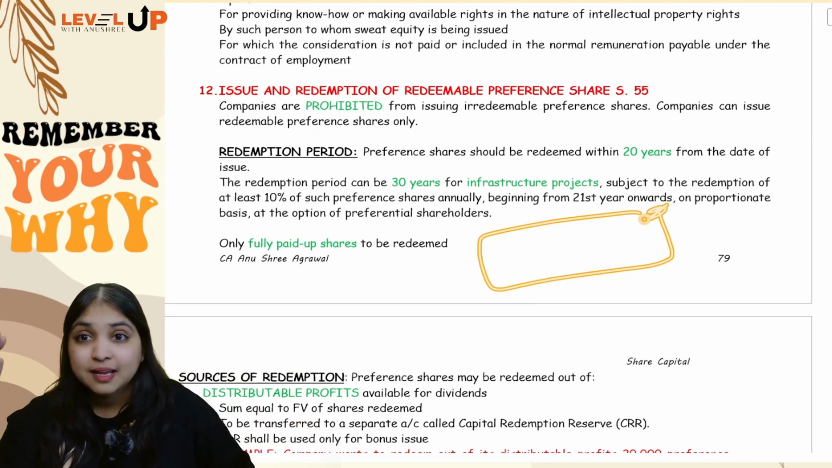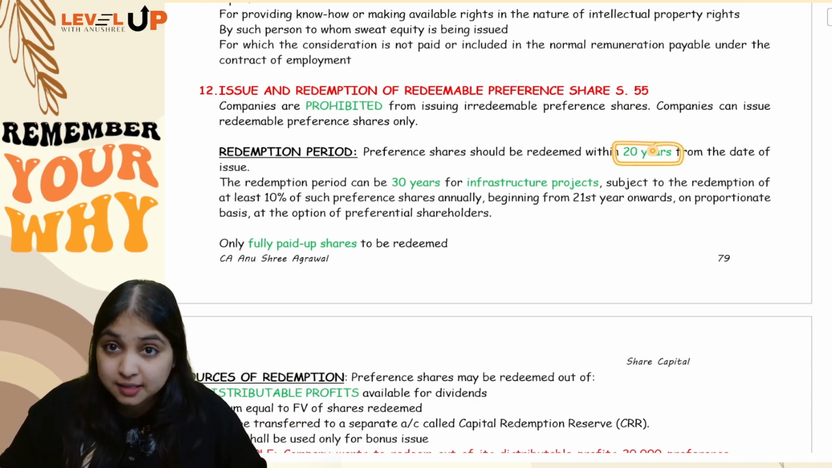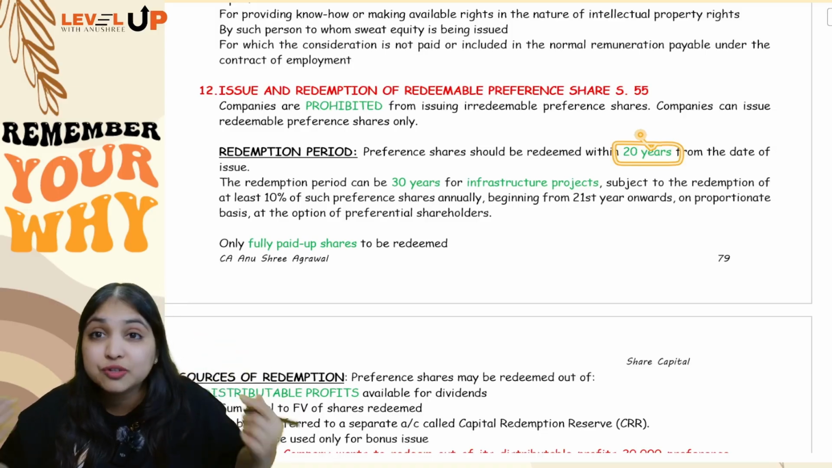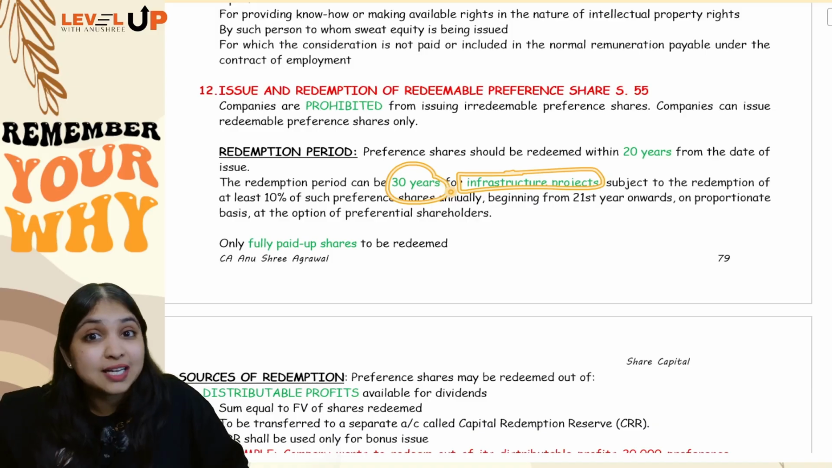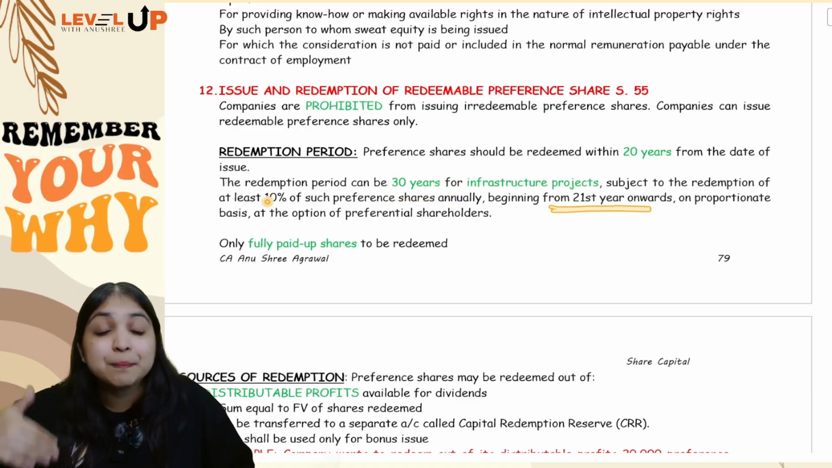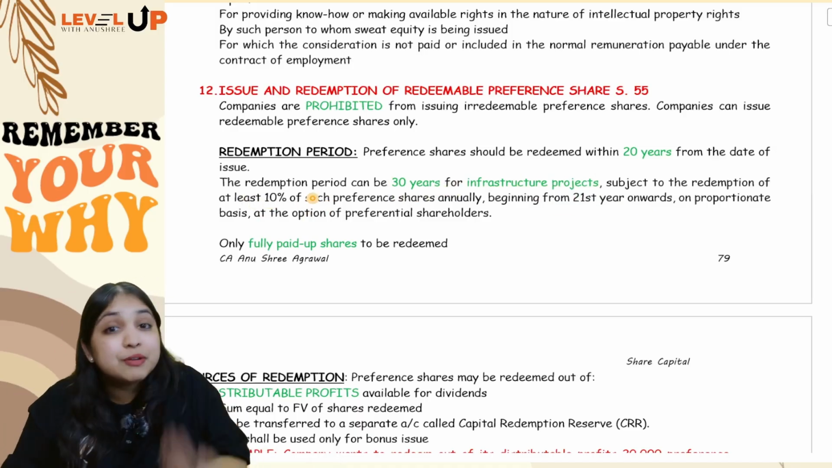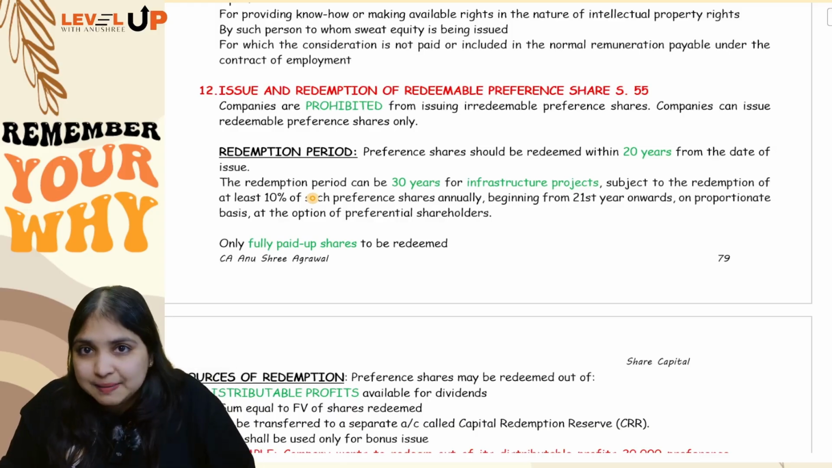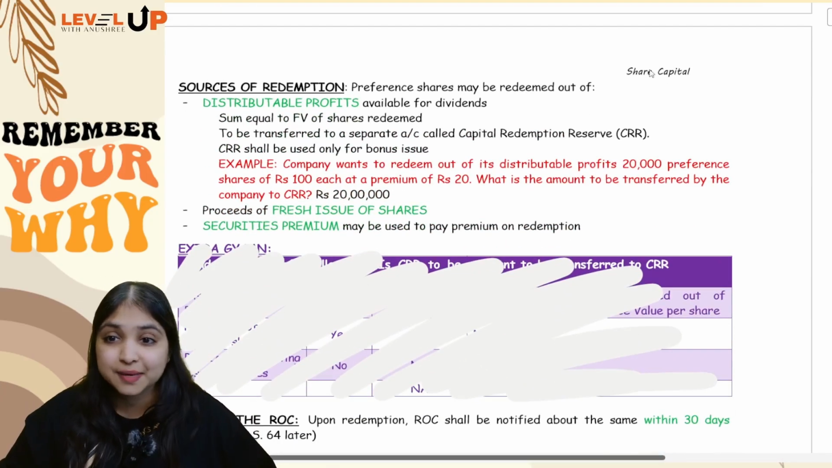So coming again, preference shares have to be redeemed within 20 years. But if the company is issuing preference shares because the company wants to raise money for infrastructure projects, here the redemption period can be up to 30 years also. But however, from the 21st year onwards, the company should start redeeming 10% every year. Before redeeming the preference shares, the company should ensure that the preference shares are fully paid up. Only then the company can redeem them.